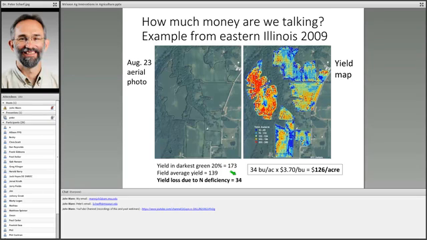So field wide, the average yield loss due to deficiency was 34 bushels. That year, $3.70 was a pretty average price. You're looking at $126 an acre. And for a lot of you, you understand the scale of that, and that's quite a lot of money in grain production.